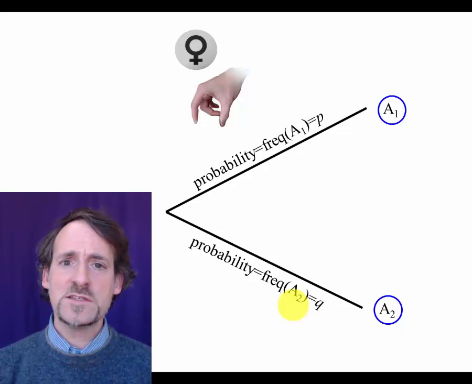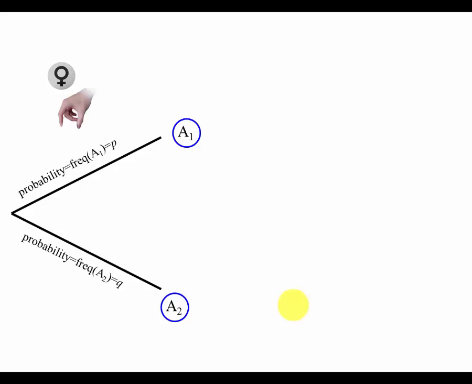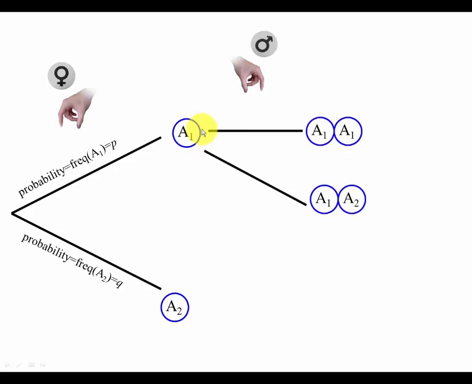Well, let's make this probability tree a little larger. When Dad reaches into the bag and pulls out an allele, it's either going to be an A1 or an A2. Let's suppose that Mom pulled out an A1 allele. Where do we go from here? Well, either Dad pulled out an A1 and you get an A1-A1 genotype, or Dad pulled out an A2 and you get an A1-A2 heterozygote.